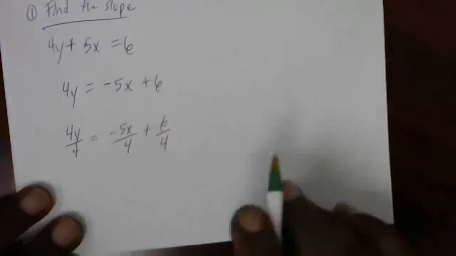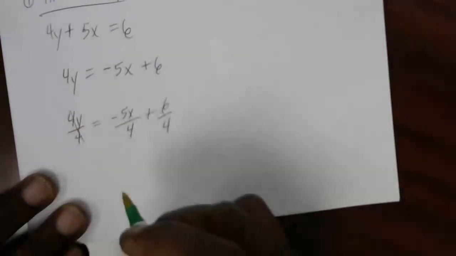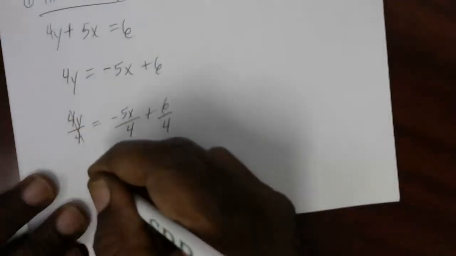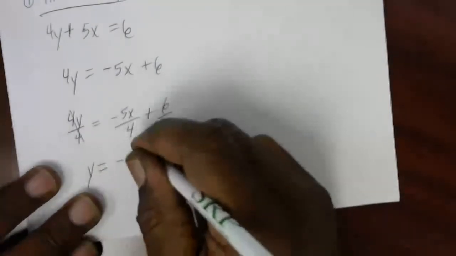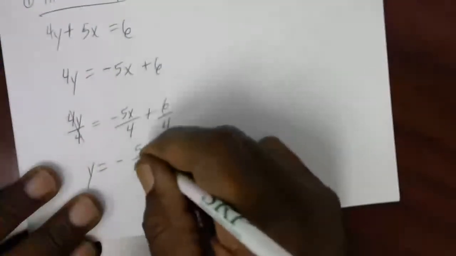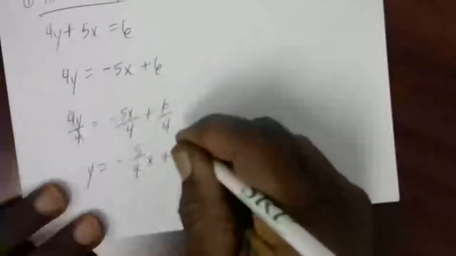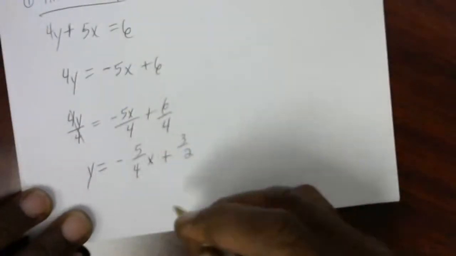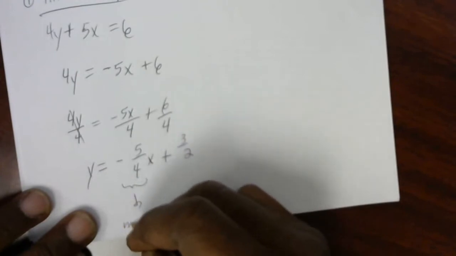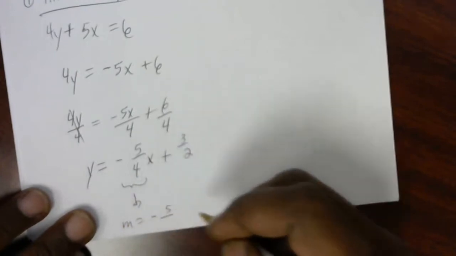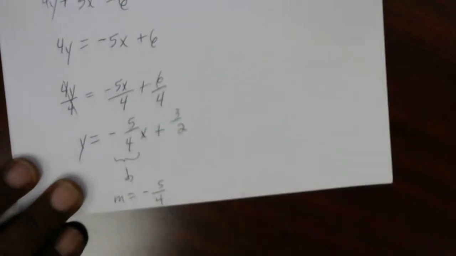Right, so once everything gets divided by 4, on the left-hand side, the 4's will cancel, and we're left with y. That's equal to -5/4 x plus 3/2. So our slope is -5/4.